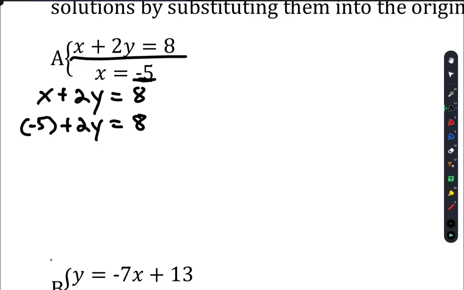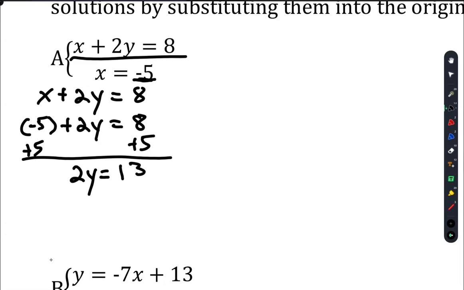Now I'm going to work it just like any other equation. I'm going to do the opposite. I'm going to add 5 on both sides. Then I'm going to bring down the 2y here. It's going to be equal to 8 plus 5, which is 13. And then I'm going to divide by 2. And y is equal to, and it's going to be a decimal, 6.5.